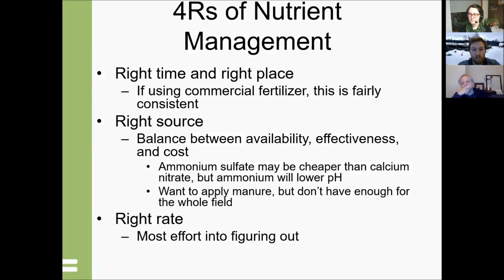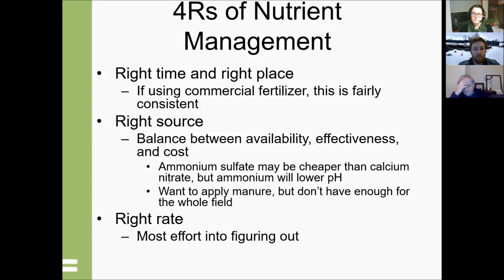Last week I talked a little bit about pH. If you're thinking about applying nitrogen, ammonium sulfate fertilizer is probably cheaper than something like calcium nitrate. But of course, the ammonium will lower your pH, whereas calcium nitrate will not. Or another thing is, if you want to apply manure, manure has a lot of nutrients, it has a lot of micronutrients, and you want to apply it, but maybe you don't have enough for the whole field. So that's when this balancing act with source comes in.